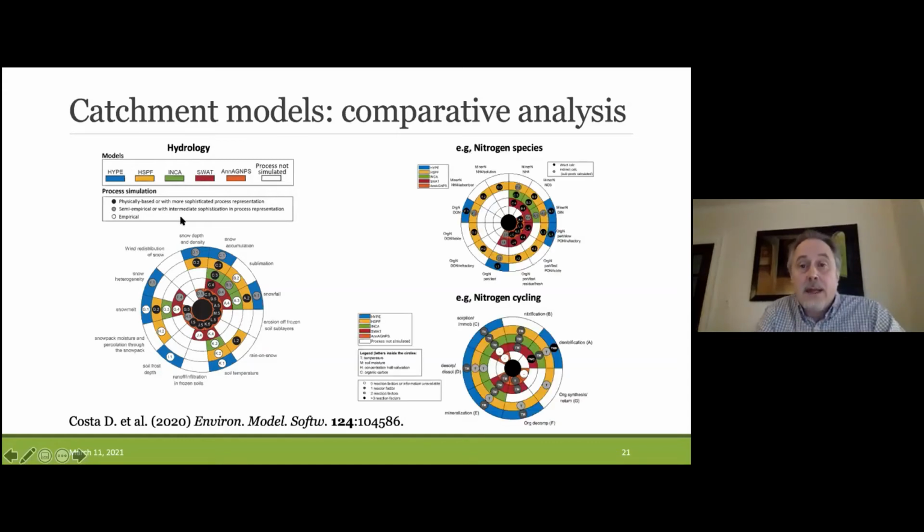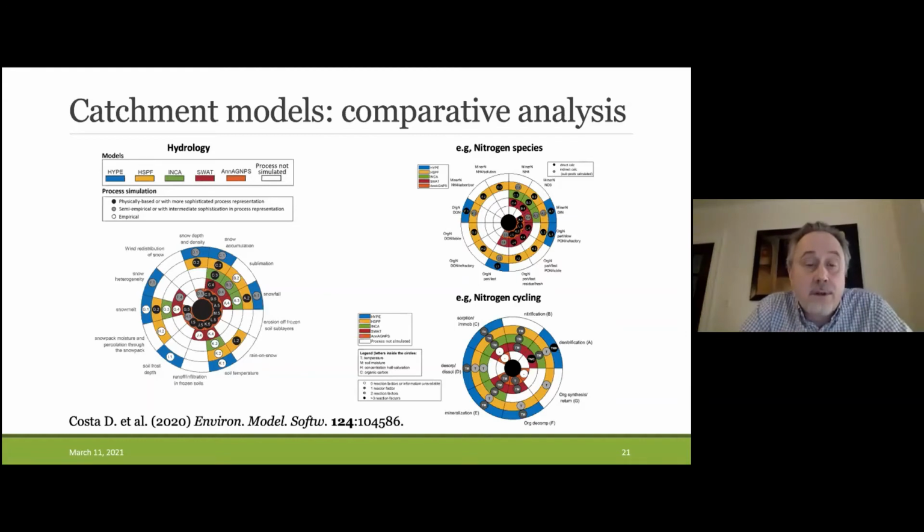And so the analysis is also applied to, for instance, in this case, nitrogen species and nitrogen cycling. Again, looking at the different models: do they represent these different nitrogen species, and do they represent the processes that control the cycling of nitrogen? And you can see that only one model, the HSPF, is actually representing all these different nitrogen species and the different processes. So this, of course, helps guide you in choosing a model for a particular application you're interested in.